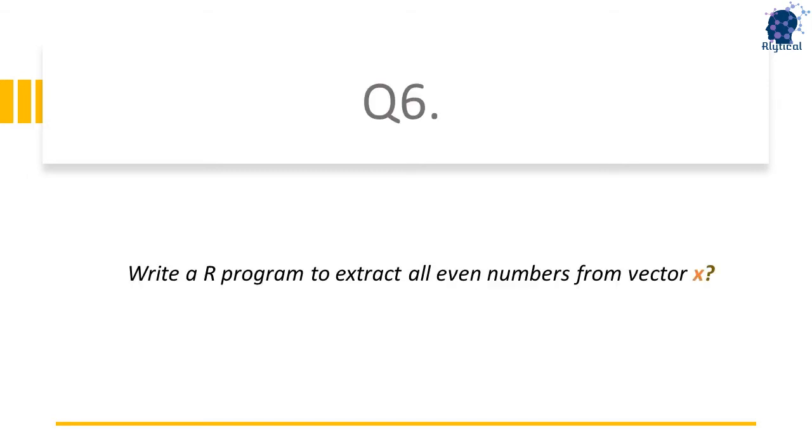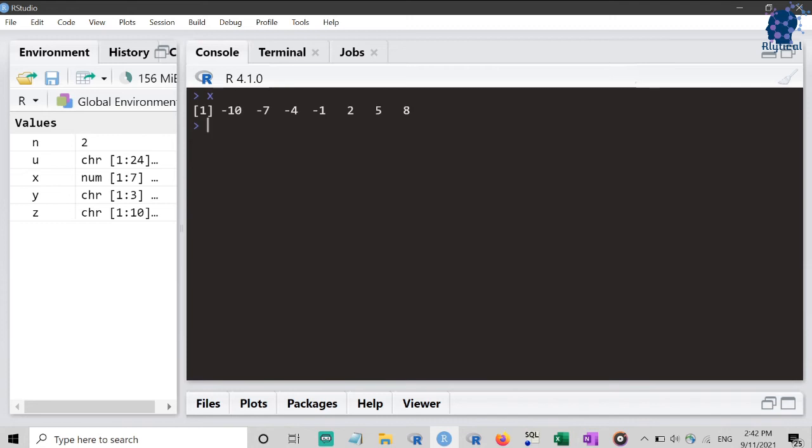Let's move to question number 6. Write a R program to extract all even numbers from vector x. Even numbers are numbers that are divisible by 2, or in other words, leave a 0 remainder when divided by 2. In the second video in this channel, we learned different mathematical operators, and one of them was the operator to find the remainder, which basically contains two percentage signs put side by side. We can pass this rule within square brackets to get all even numbers from vector x.